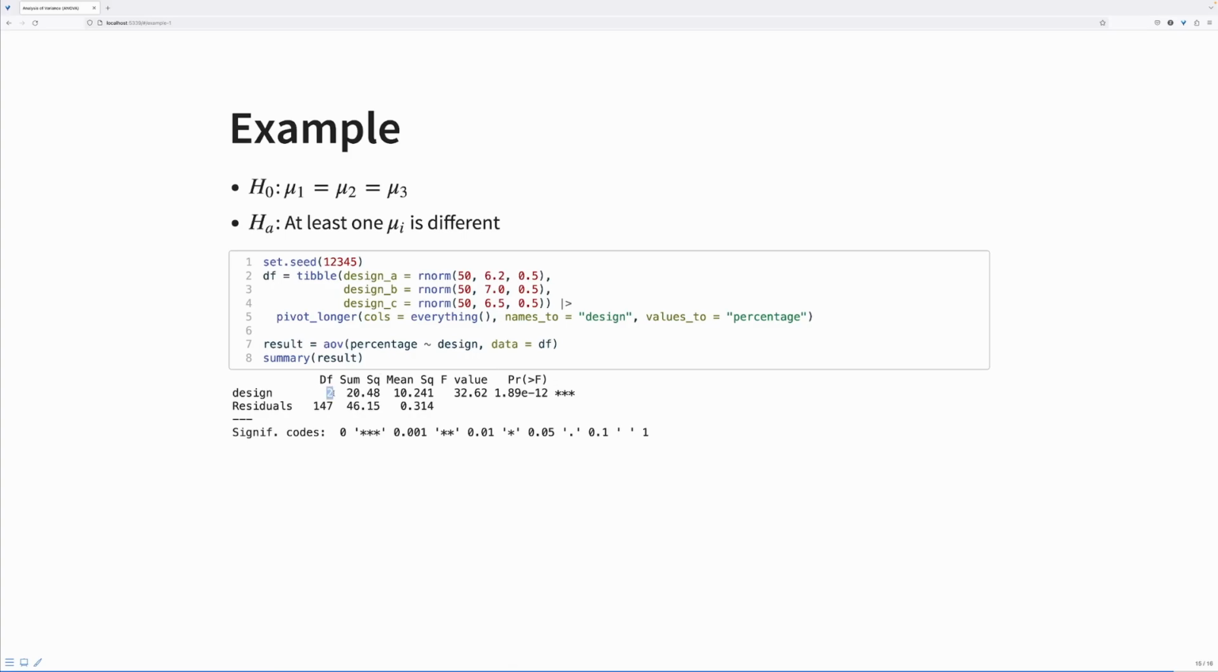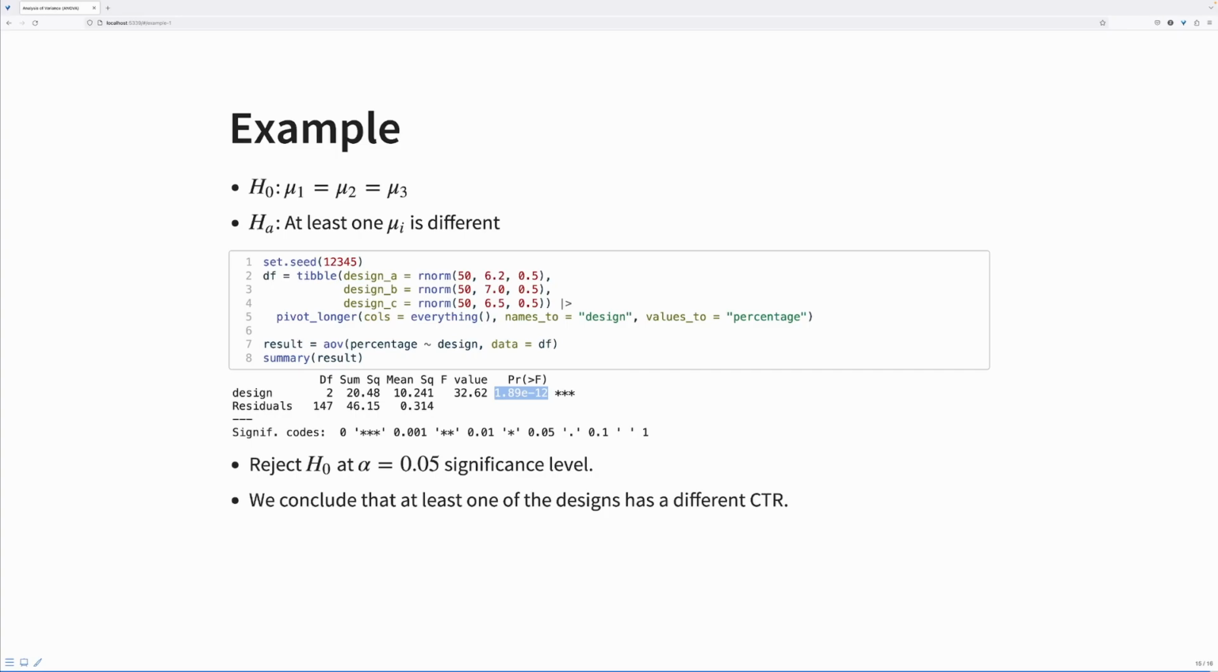So this is the degrees of freedom on the numerator, which is k minus 1, and this is m minus k. So here is the sum of squares, for the numerator SS between, and this is SS within, and then this is MS between, and this is MS within, and this is the F value, which is 32.62. And here is our p-value. Okay, as you can see, the p-value is less than 0.05. So we reject H naught at 0.05 significance level, and we conclude that at least one of the designs has a different CTR.